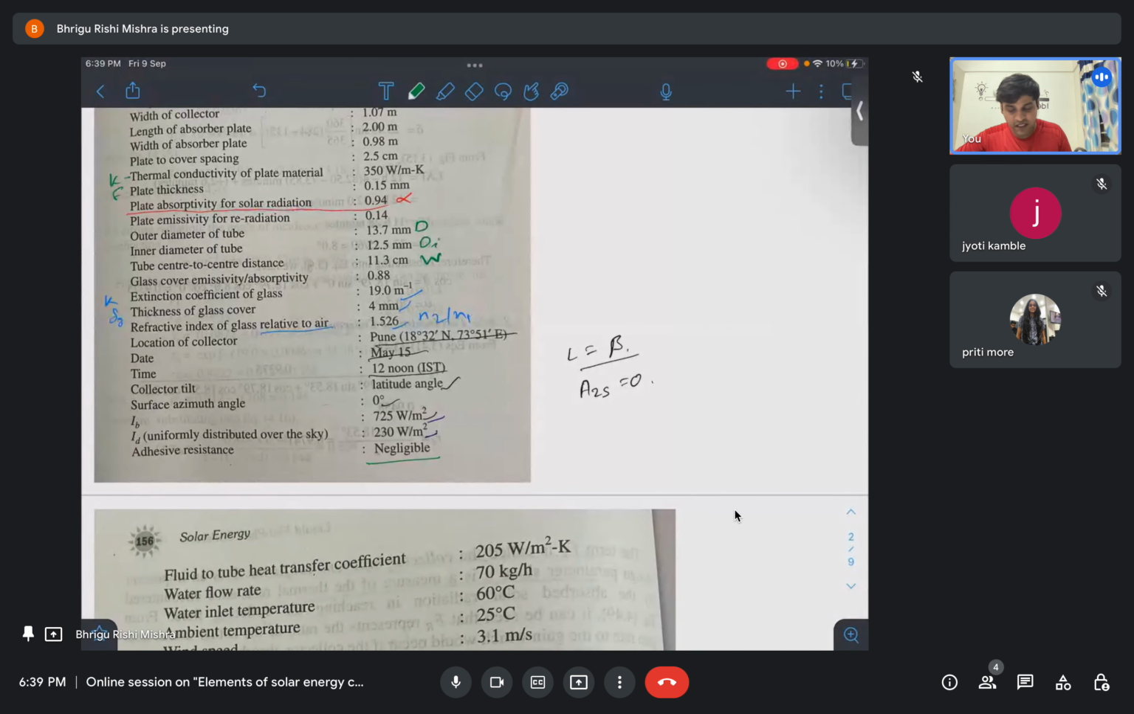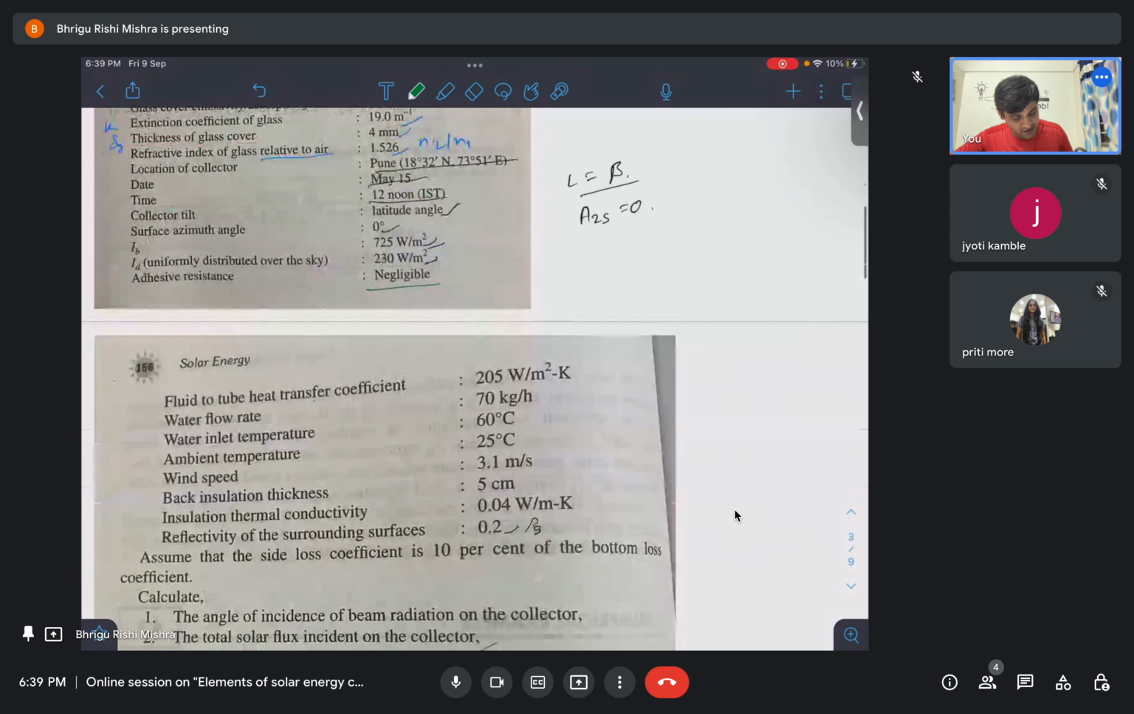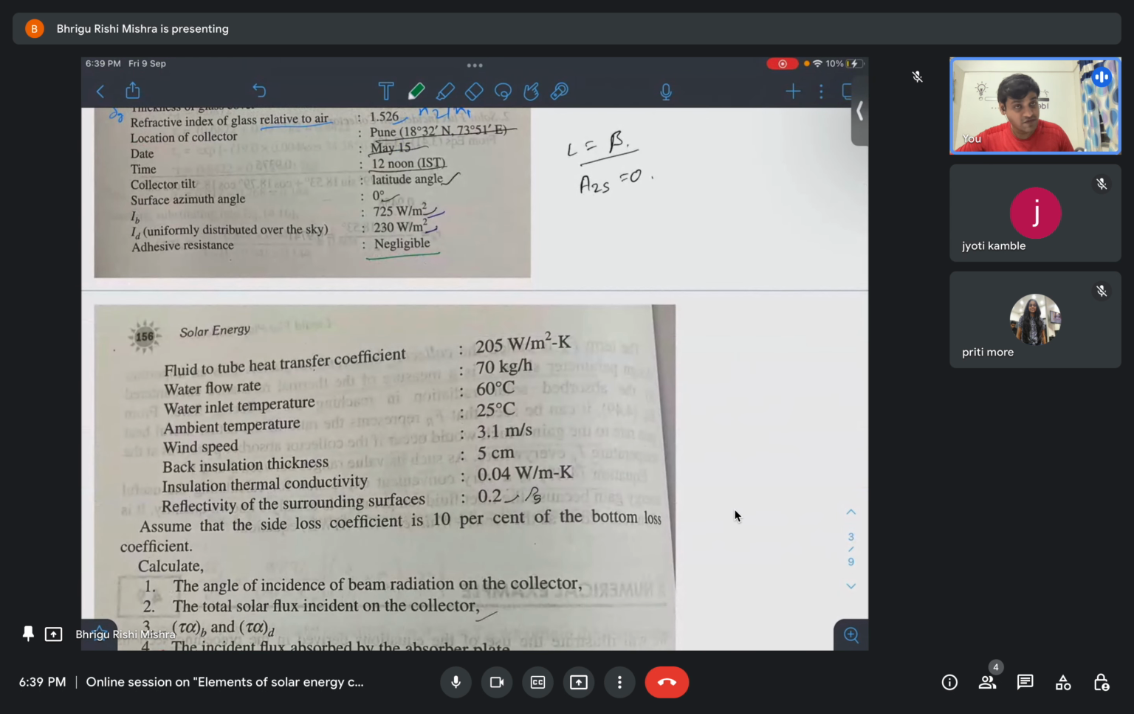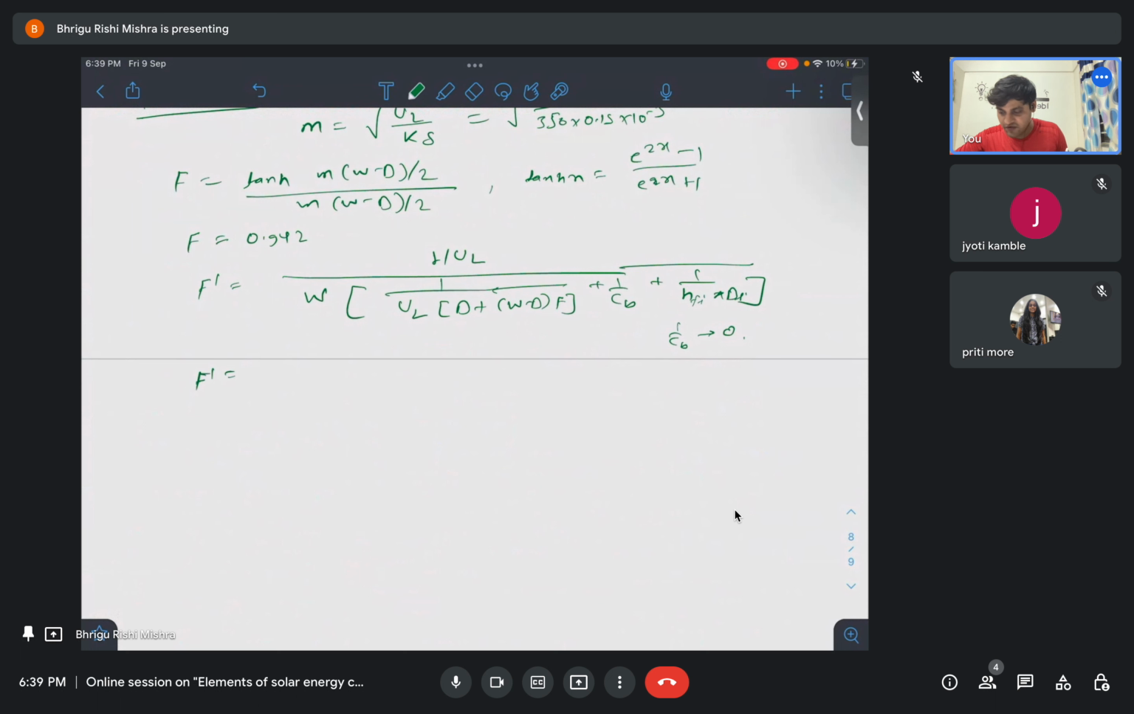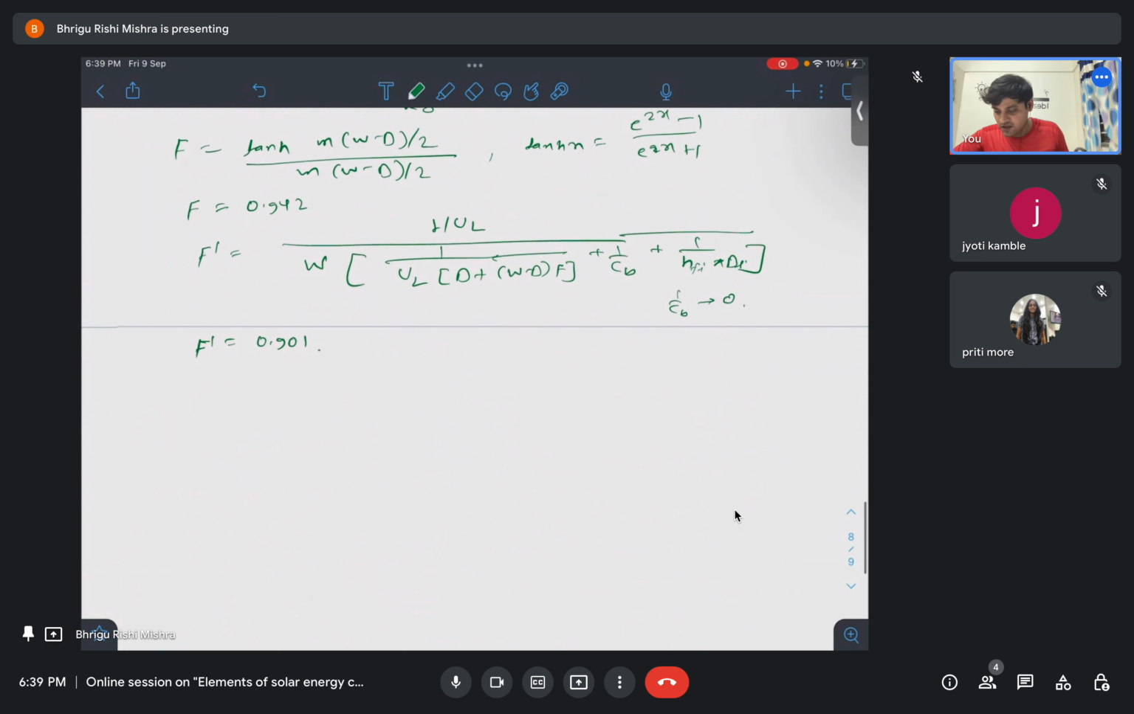Okay, so we have D, Di and W. And hfi, this is the fluid to tube heat transfer coefficient, okay. So we have all the values, so we can calculate the collector efficiency factor F dash, and it is around 0.901.